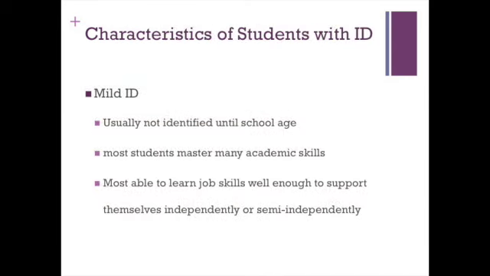So I've spent all this time talking about all these possible causes and some of the early detection ways to be able to determine some of these disorders. But I want to get back to what this actually means for us as teachers, when you're working with kids with intellectual disabilities. Some of the characteristics that we see with students with mild intellectual disabilities are usually that the intellectual disability is not identified until school age. So they're age 6 or older before the school is able to identify that they have a disability. Also, most students are able to master many academic skills, and most are able to learn job skills well enough to support themselves independently or semi-independently.